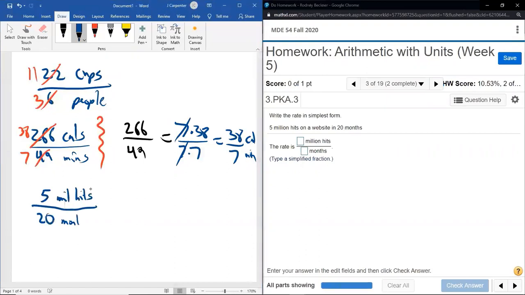So we're looking at website activity, and we're trying to break this down ultimately maybe to hits per month. Well, they just want it as a reduced fraction, so maybe not a number of hits per month, because the denominator won't necessarily be 1. I think it's obvious 5 goes into both, 1 and 4 times. That's all you're going to be able to do, which says we were getting 1 million hits every 4 months.